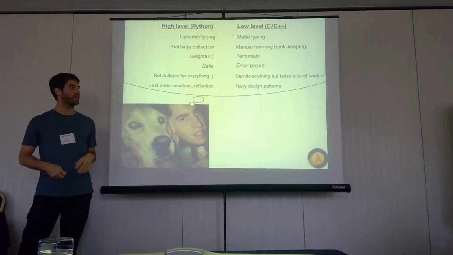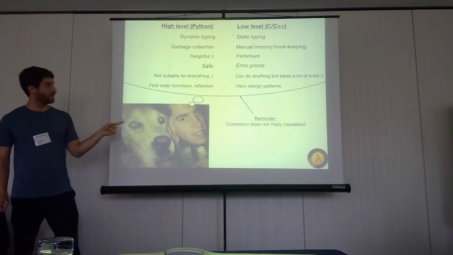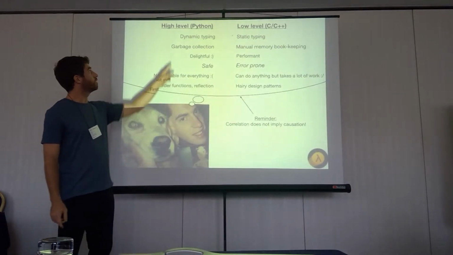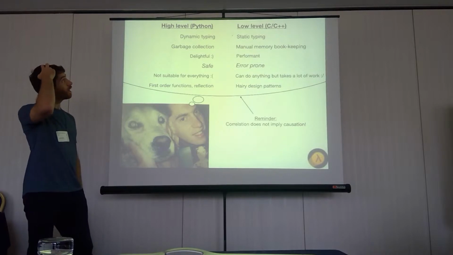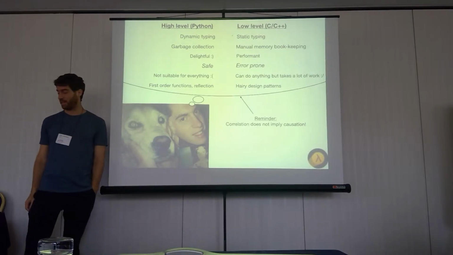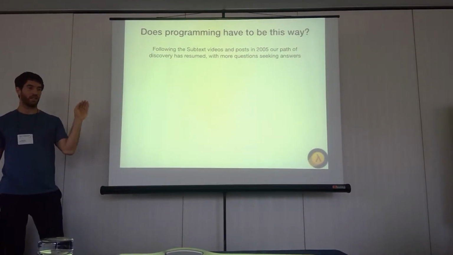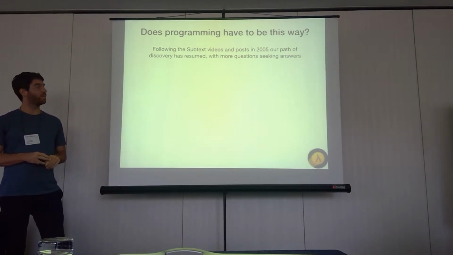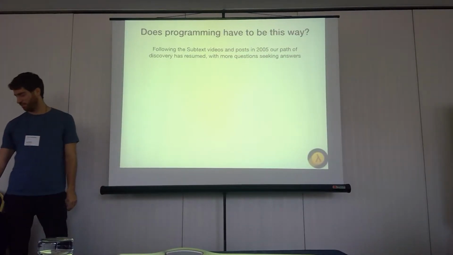Does this distinction have to be like this? One point I want to make about this, to be sure: this guy didn't know it, but correlation doesn't imply causation. So not necessarily all high-level programming languages have dynamic typing. Now I'll get to some thoughts I learned since then. We tried to make a projectional editor in Python for C.